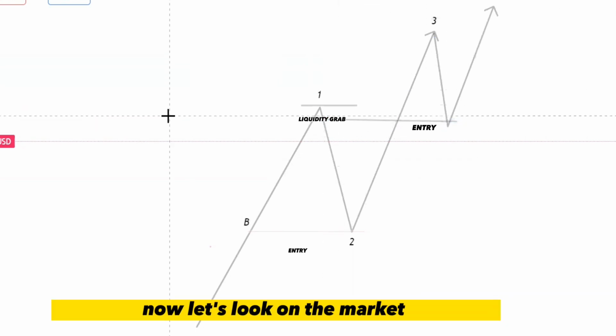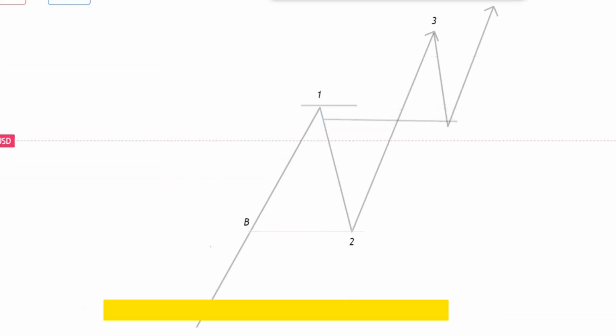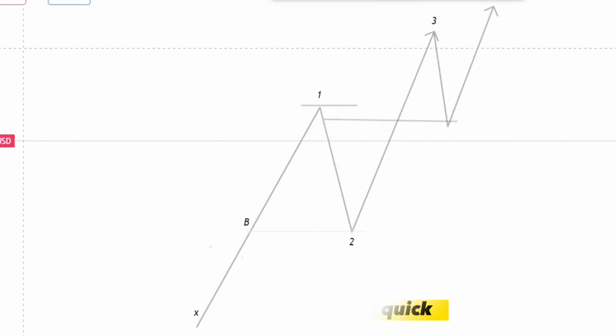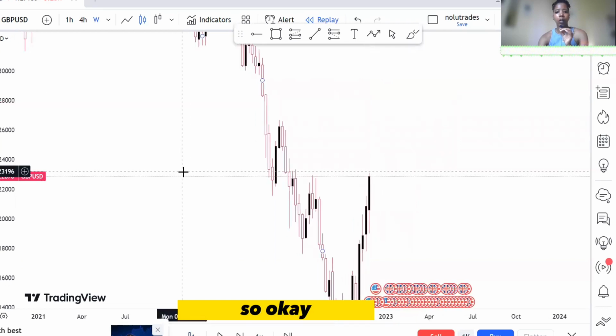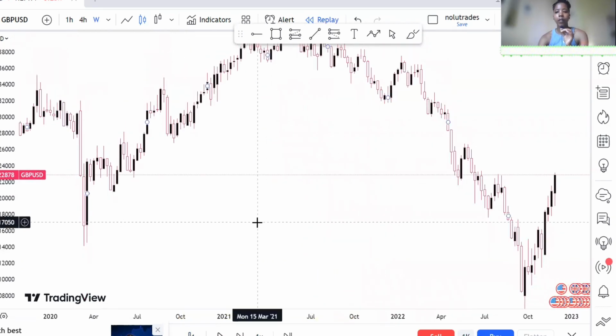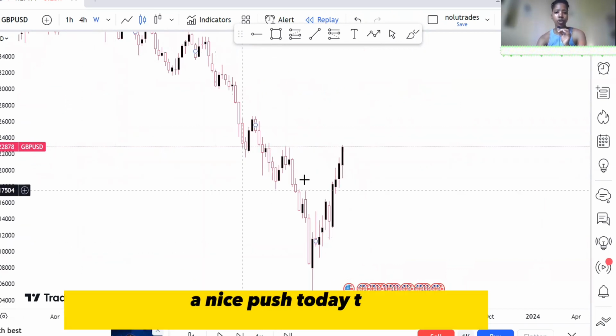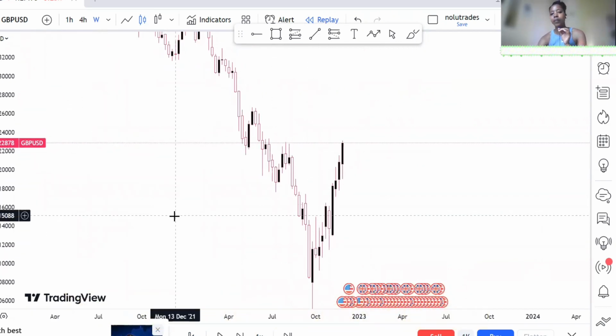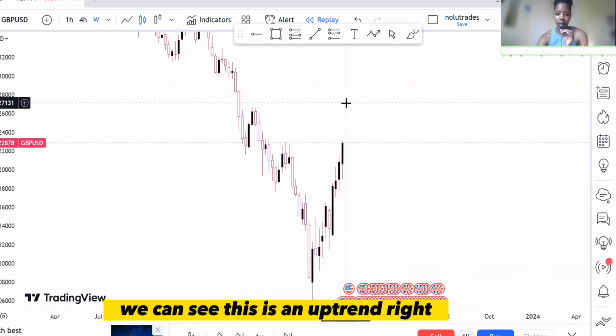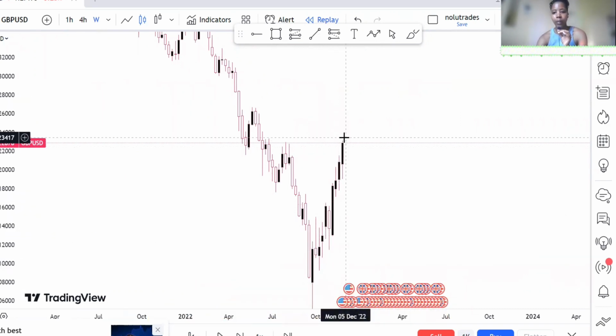Now let's look at the market real quick, okay? So we have a nice push today to the upside. It's clear as day. So we can see this is an uptrend, right? We're pushing to the upside.